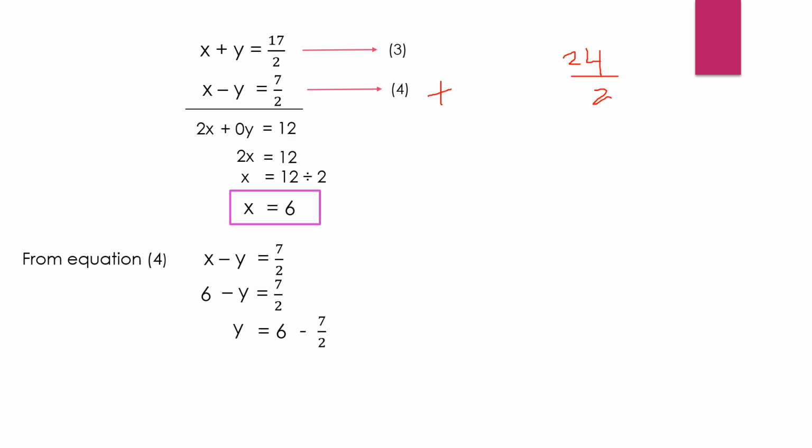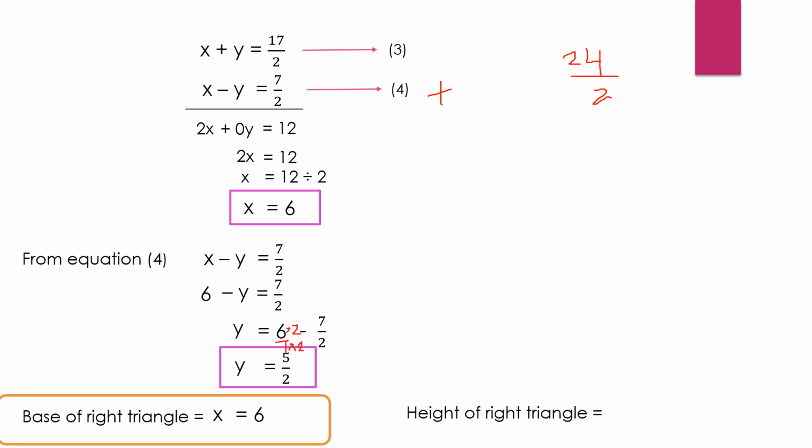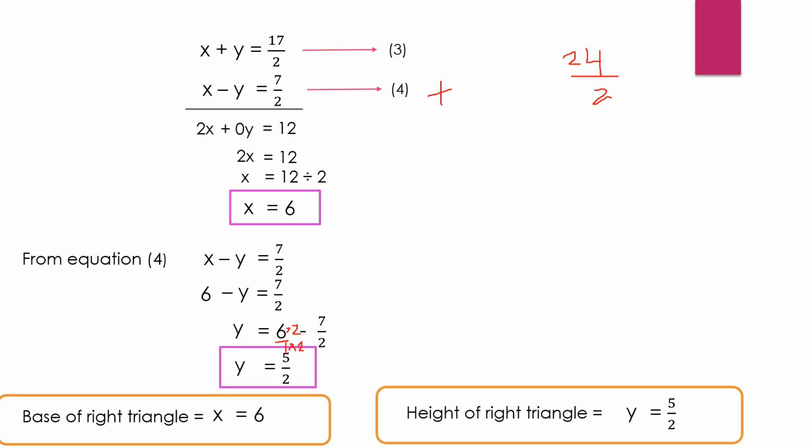So how will you solve? Y will be, 6 can be written as 6 by 1 and we multiply it with 2. So 12 by 2 minus 7 by 2, that is 5 by 2. Okay. So we got the value of y as 5 by 2. And what is this x and y? Base of right triangle is taken as x and we get it as 6. Good. And height of right triangle is taken as y and we get it as 5 by 2 centimeter. Good.